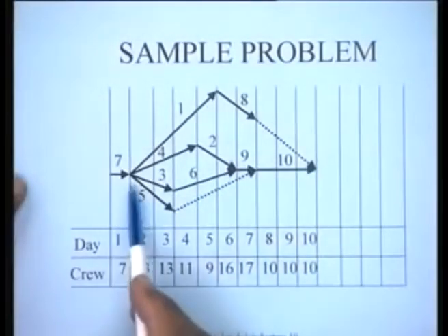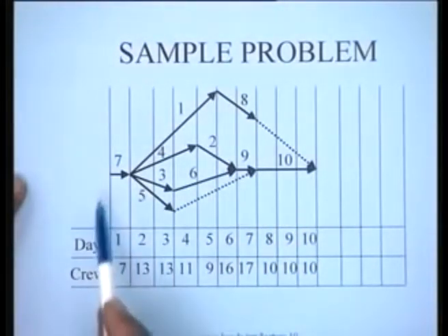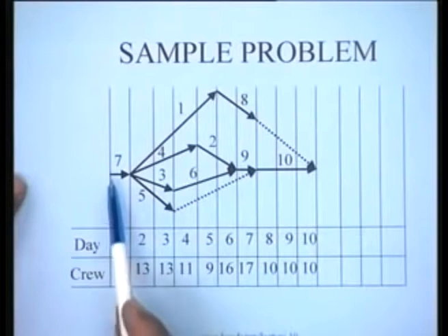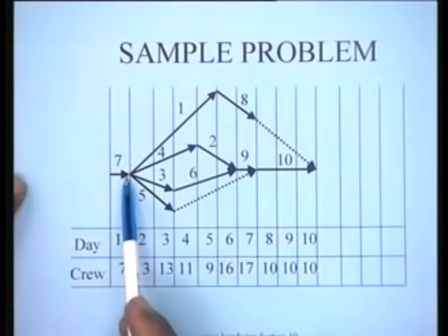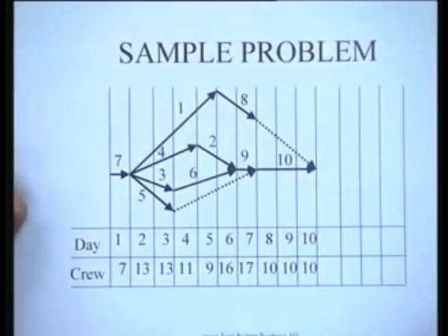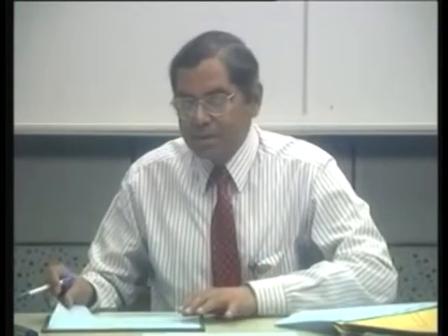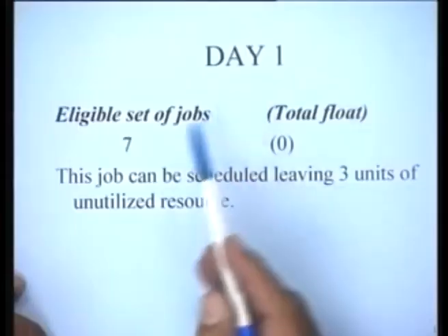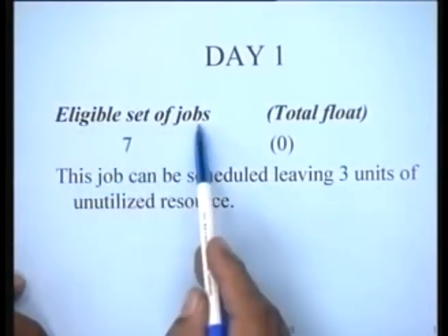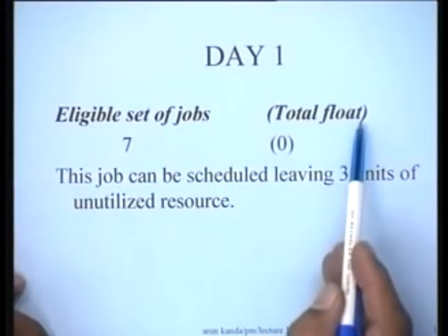So what we do is we keep this original problem in mind, which defines our structure and our precedence relationships. And what do we see in this problem? We find that there is only one activity which has no predecessors, and that is activity number 7. So this activity is the only candidate on day 1 for scheduling, isn't it? So we proceed systematically as per the first heuristic, day by day. On each day we construct a list of the eligible set of jobs and their total floats.